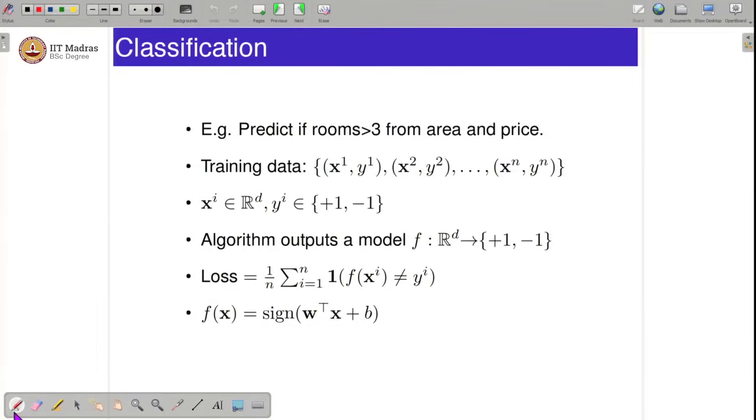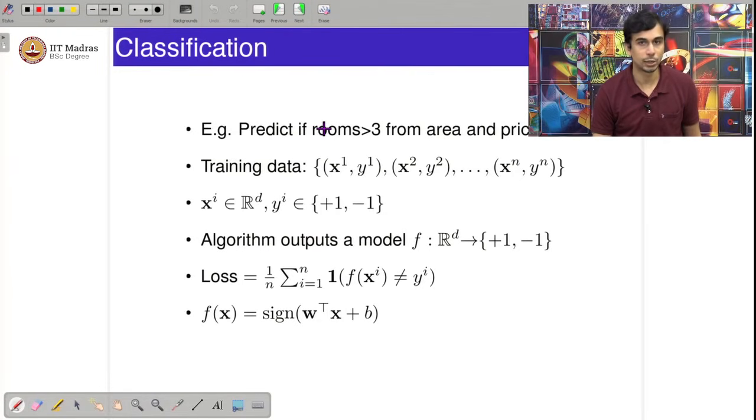A simple classification example which we had already alluded to is something like this, where you are given the area and the price of a house and you want to predict if the number of rooms in that house is greater than 3 or less than or equal to 3. So, that is the example of a classification problem, because the prediction that you are making has just two possible values, say either greater than 3 or less than or equal to 3.